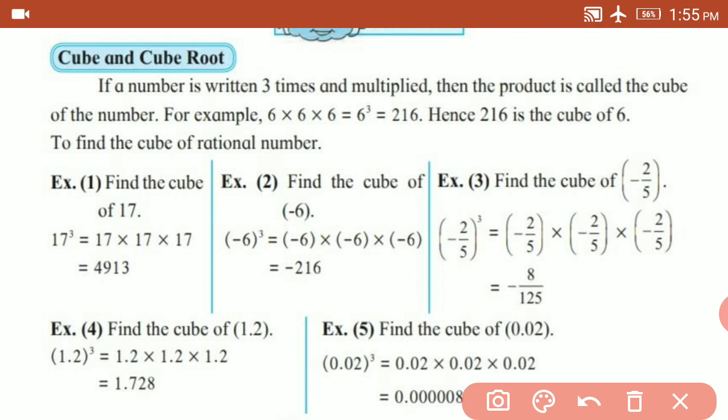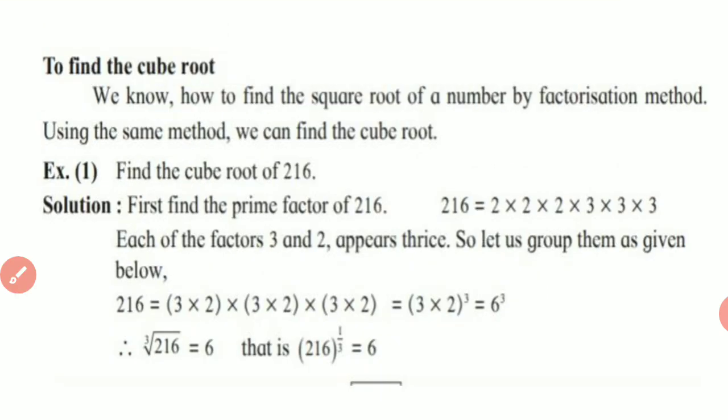1.2 bracket cube is equal to 1.2 into 1.2 into 1.2, which is equal to 1.728. Find the cube of 0.02. 0.02 bracket cube is equal to 0.02 into 0.02 into 0.02. We get 0.000008. These are the examples of cube and cube roots.